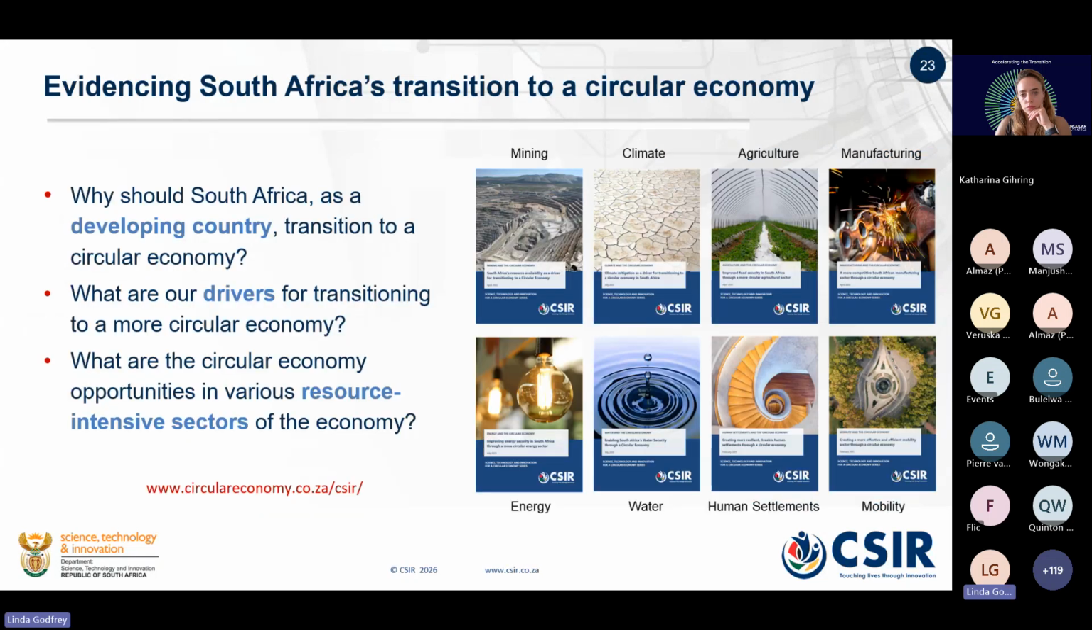The second study, as I mentioned, was understanding where the opportunities lie for a circular economy transition in resource-intensive sectors of the South African economy. So it first of all asked this question, is resource scarcity a driver for South Africa to transition to a more circular economy? And that was the mining study that was done. It asked the question, is climate mitigation a driver for South Africa to transition to a more circular economy? That was the climate one. And then we looked at agriculture, manufacturing, energy, water, human settlements, and mobility to understand, first of all, the level of uptake and awareness of circular interventions in these sectors, the drivers for transitioning to greater circularity in those spaces, and then also what were some of the challenges and constraints to fast-tracking circular intervention.